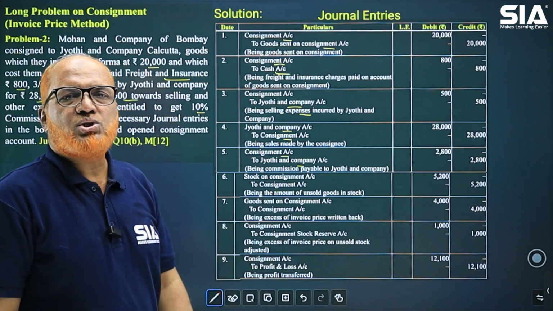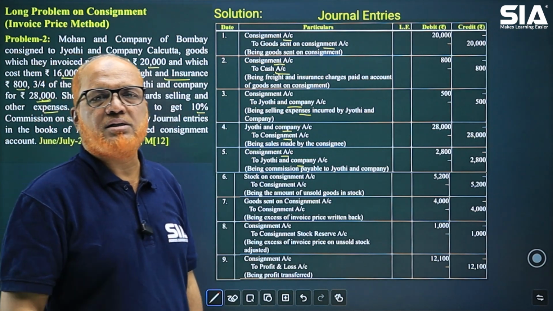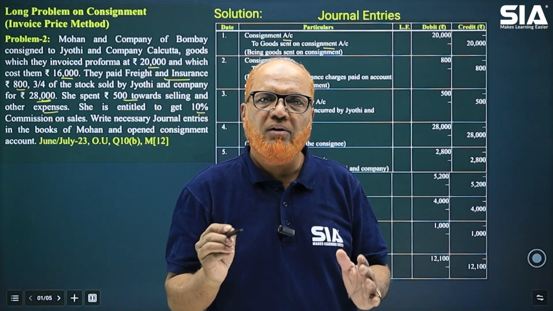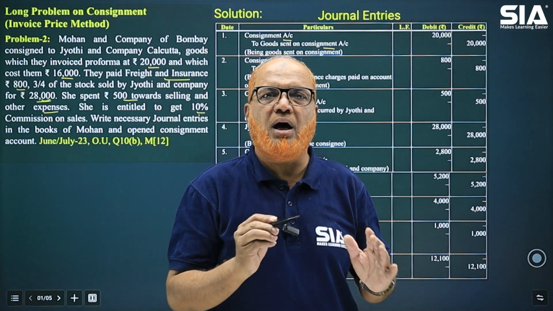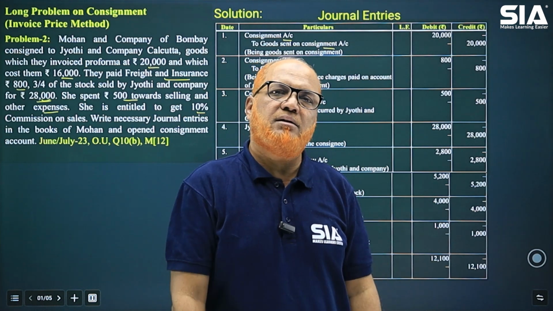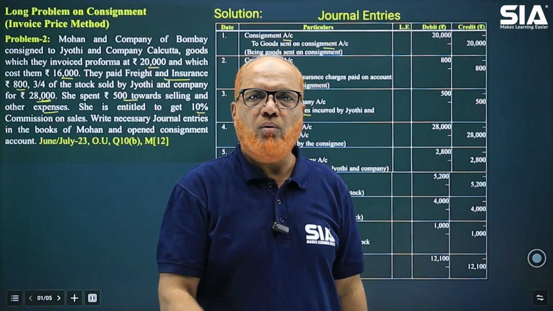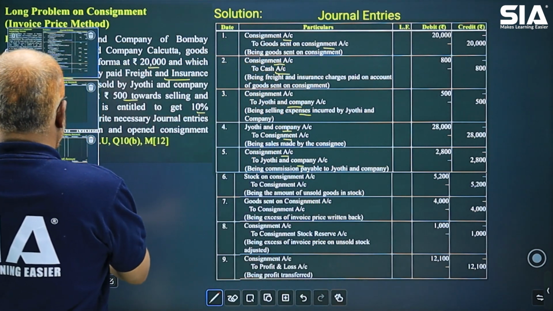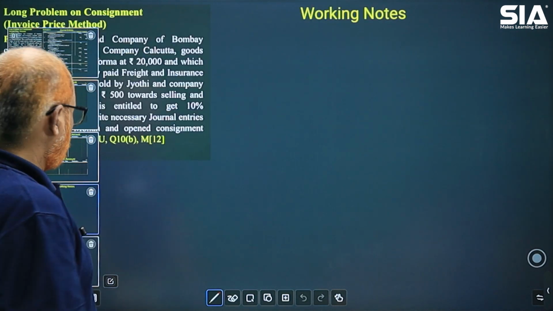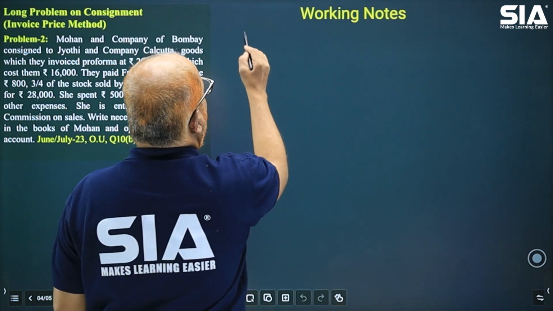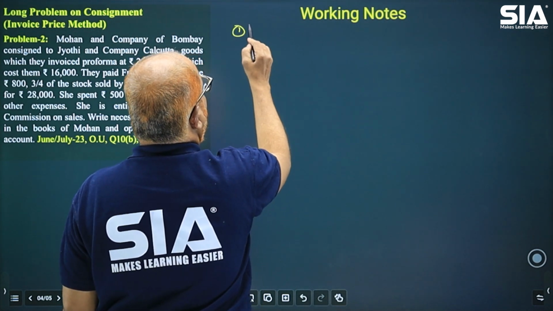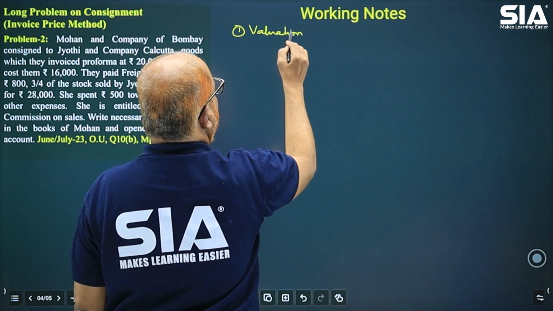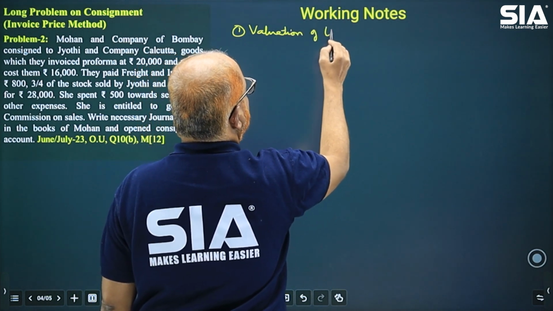Now we have to find out the stock. Stock on consignment. 3/4 of the goods are sold. So remaining 1/4 of the goods are remaining unsold. So we calculate in working notes the value of unsold goods. In working notes, see here. Working note number 1. Valuation of unsold stock.